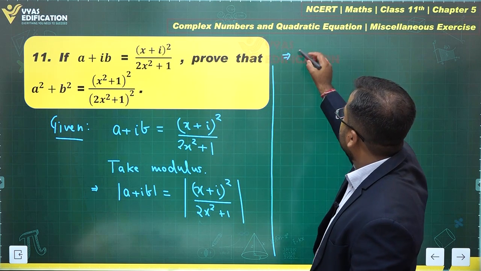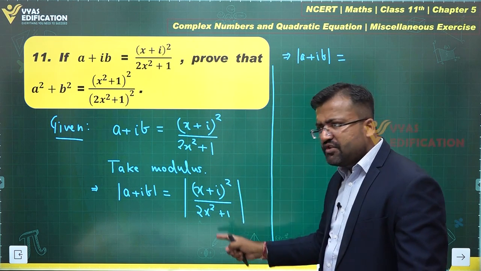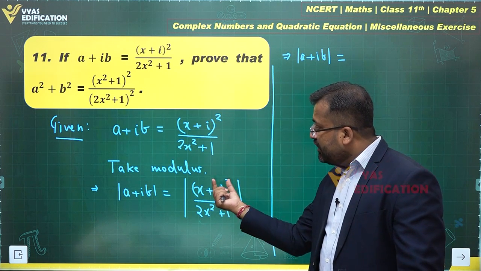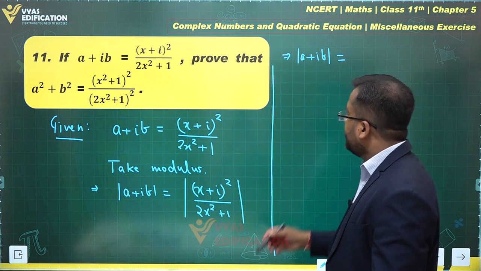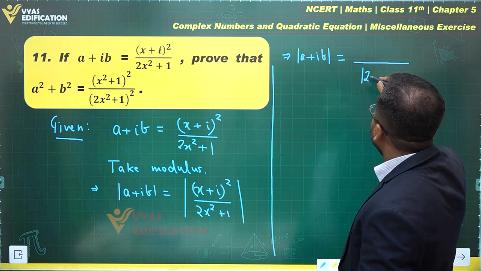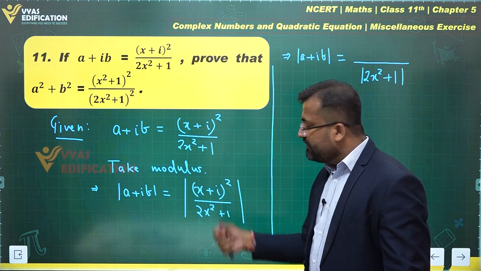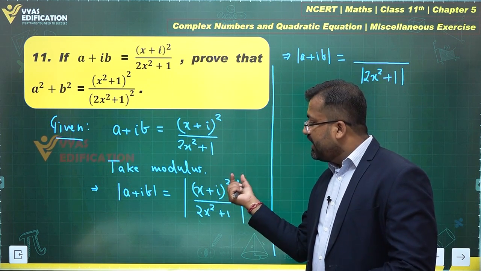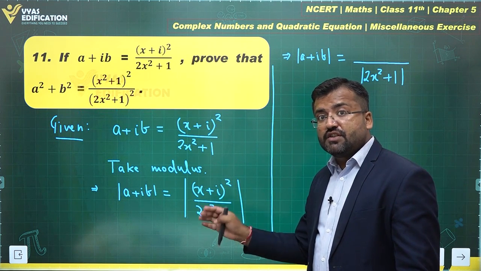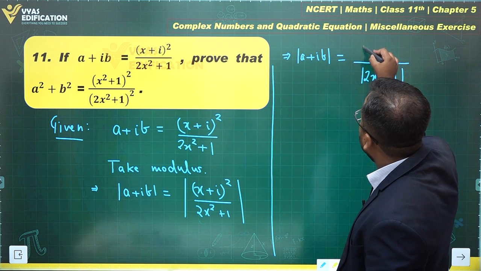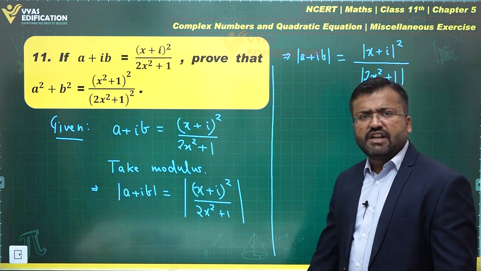Once we know this much, we can continue further. Let us write it in the same manner once more and use properties of modulus on this. What you get is modulus of z1 upon z2 will be equal to mod z1 upon mod z2. So the denominator becomes modulus of 2x square plus 1. The numerator becomes modulus of this whole thing, and there is a square also involved. Modulus of z square would be equal to modulus of z whole square, and I can write it as modulus of (x plus i) whole square. That's simple.